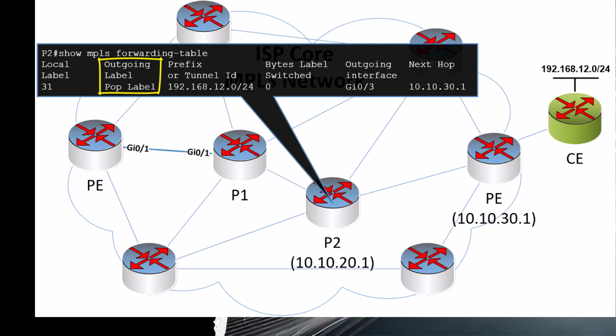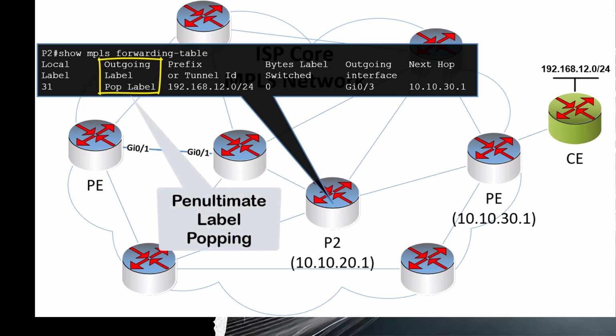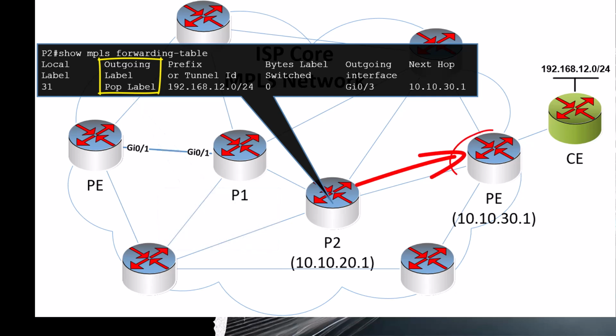This is called penultimate label popping. The word penultimate simply means second to last. By definition, the last P router you encounter in the path is always the second to last router that's encountered along that path. So this penultimate router will pop the label or remove it before sending it to the PE router, which is the ultimate or the final router in the path.